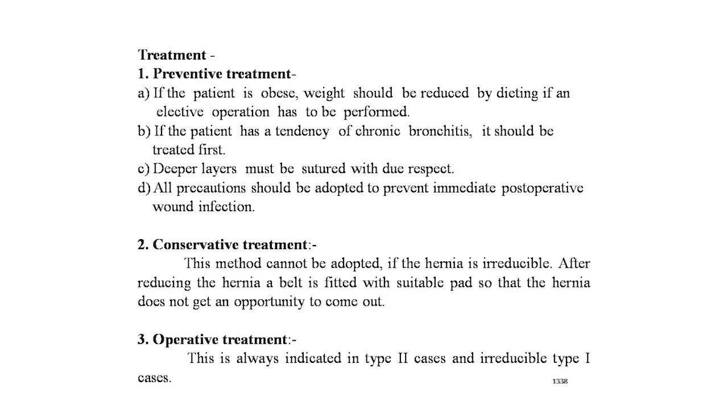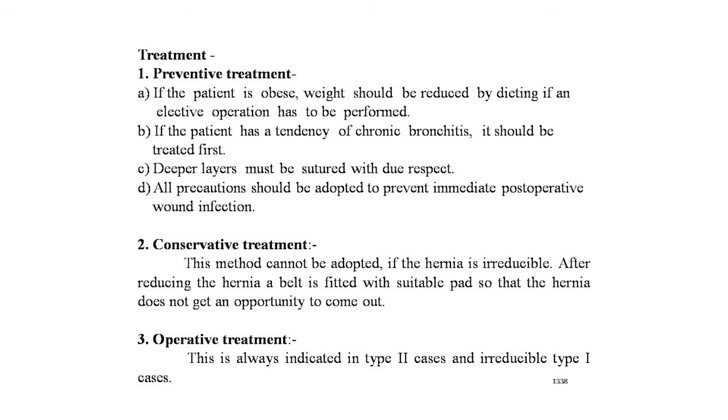Now the treatment. First, preventive treatment. If the patient is obese, weight should be reduced by dieting if an elective operation has to be performed. If the patient has a tendency of chronic bronchitis, it should be treated first. Deeper layers must be sutured with due respect. All precautions should be adopted to prevent immediate postoperative wound infection. The second line of treatment is conservative treatment. This method cannot be adopted if the hernia is irreducible. After reducing the hernia, a belt is fitted with a suitable pad so that the hernia does not get an opportunity to come out. The third line of treatment is operative treatment.